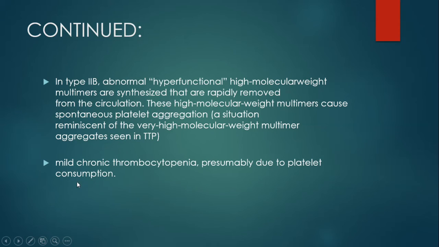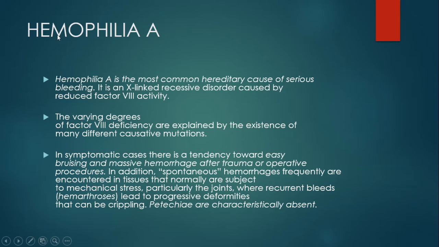Now hemophilia A. There are two types of hemophilia, A and B. We will discuss hemophilia A. What is hemophilia A? It is the most common hereditary cause of serious bleeding. It is an X-linked recessive disorder caused by reduced factor 8 activity. Basically, it is present on the X chromosome, the sex chromosome, not on the Y chromosome. Due to this, many males are affected by hemophilia A. What happens in hemophilia A? There is a deficiency of factor 8.